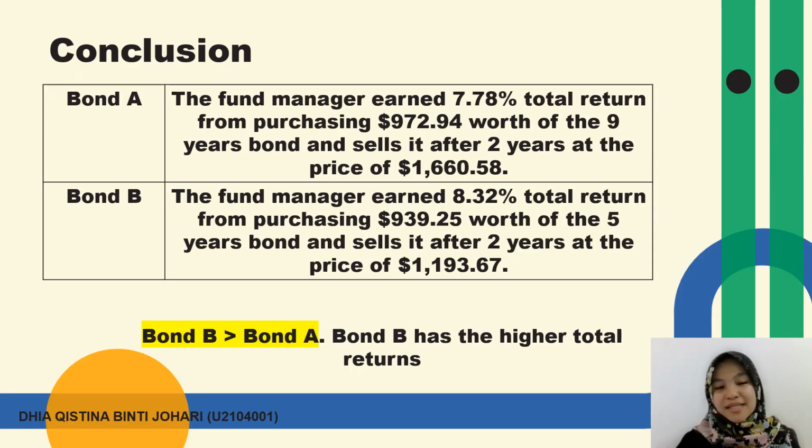So the conclusion, we can say that bond A earned 7.78% total return from purchasing at $972.94 and selling at the price of $1,660.58, while bond B earned 8.32% total return from purchasing at $939.25 and selling at the price of $1,193.67. So we can see that bond B has the higher total return, which is 8.32%. That's all from me. Thank you.